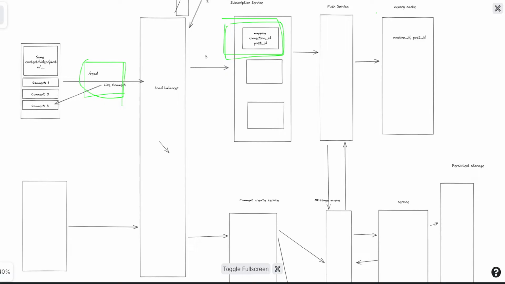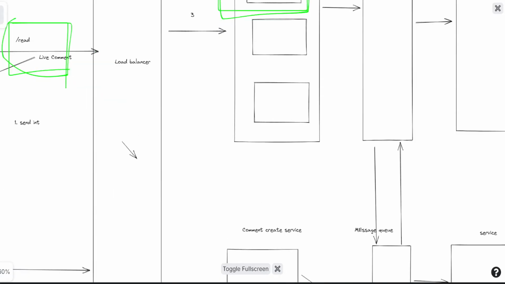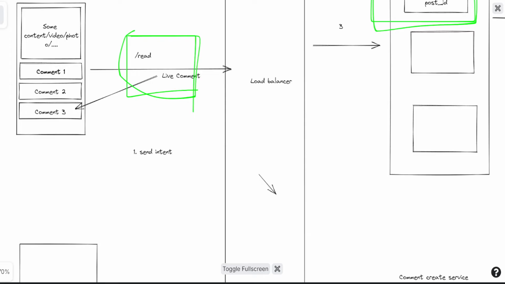Oh, so this would be maintained as soon as the third step, let's say there are three steps in terms of establishing a connection. One is send intent. Now the load balancer sends back, okay, I've acknowledged your intent. Established connection. It's at the third stage when it says, okay, fine.